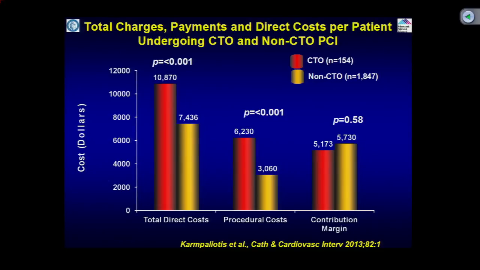Now, also for the CTO, we have more device cost. This paper clearly puts together that the direct and procedural cost is higher for the CTO.